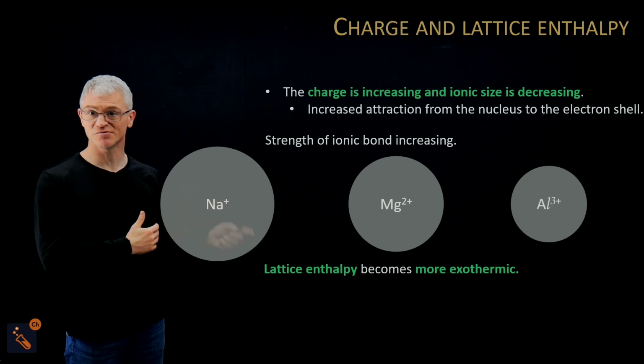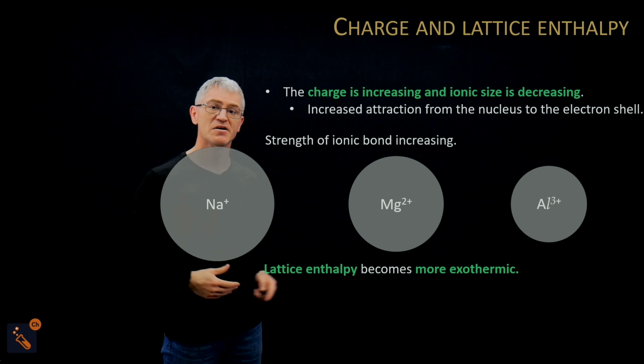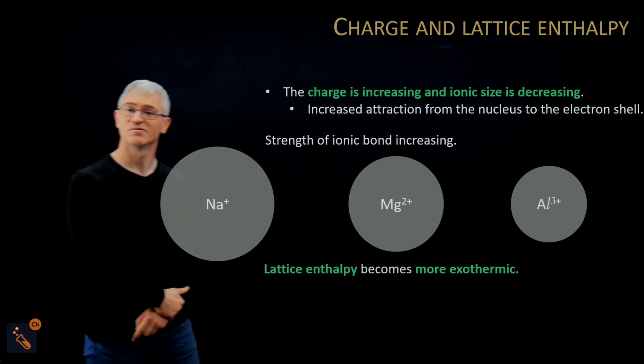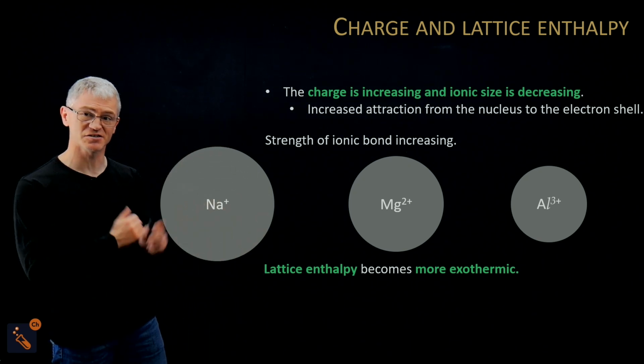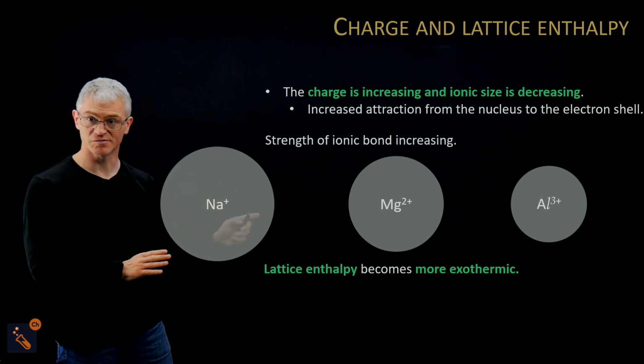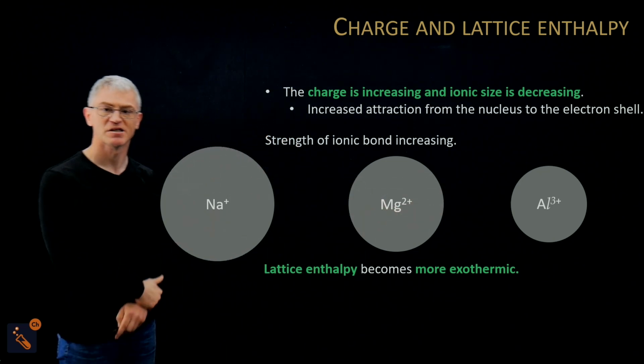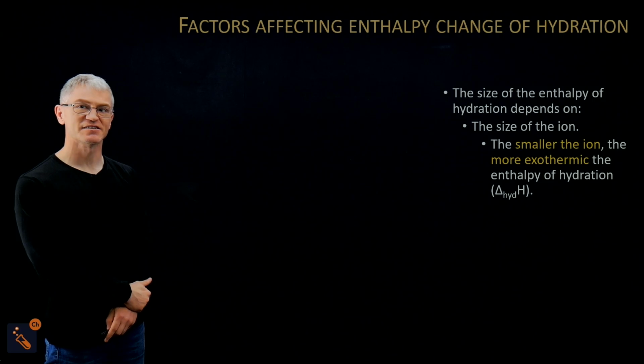Okay, so anything that's bonded with these, let's just say we kept the non-metal the same, we said it was a chloride, chloride, chloride, that lattice enthalpy would become more exothermic to do with these ions as you go across these three ions, for example, sodium chloride, magnesium chloride, aluminium chloride. Okay, so the next one we're going to do is enthalpy change of hydration.